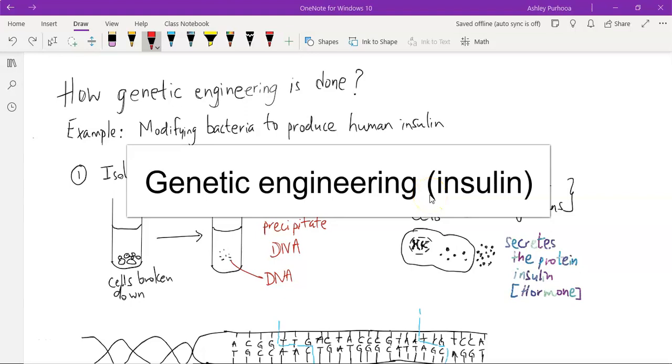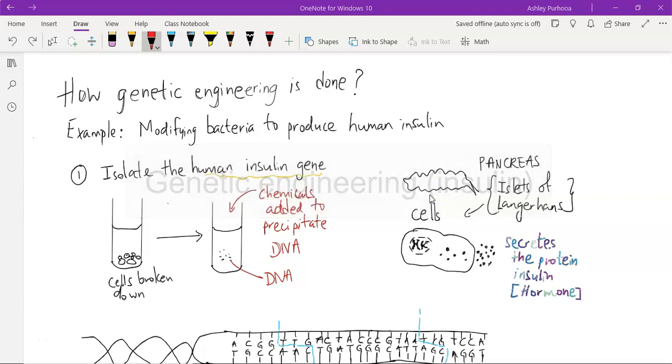Hello, another video for you, and in this video we are looking at how genetic engineering is done. We will take one example of how it's done. For example, we are going to modify bacteria to produce human insulin. In the previous video I talked about how genetic engineering involves transferring a gene from one organism to another. So let's see how it's done.